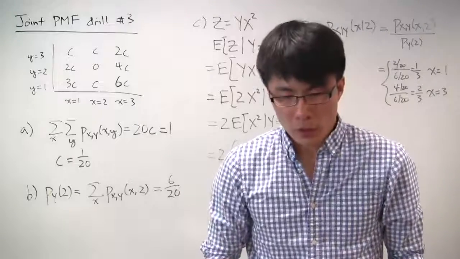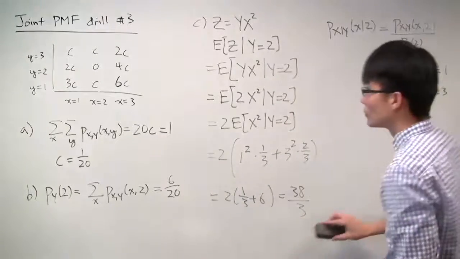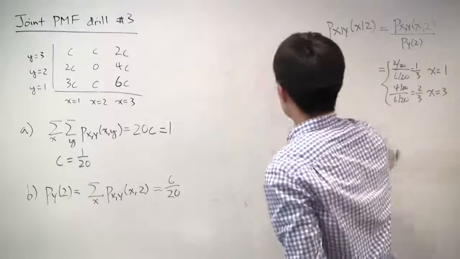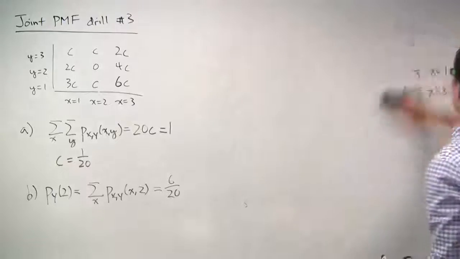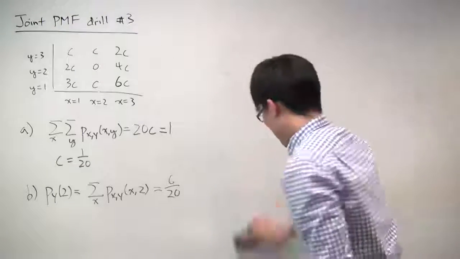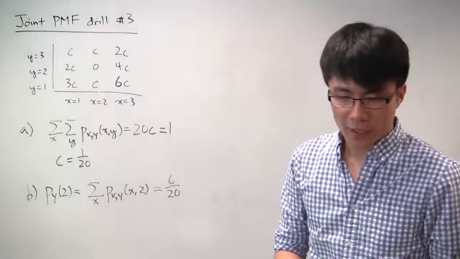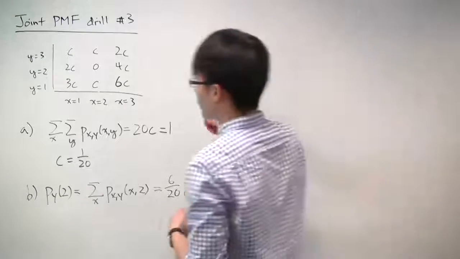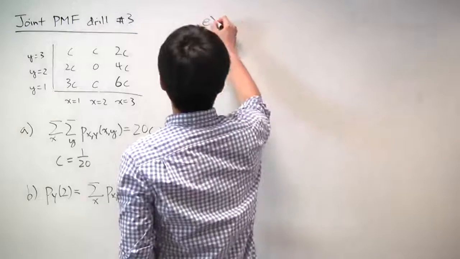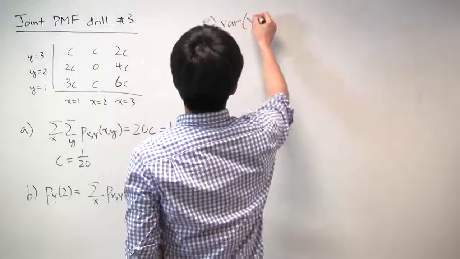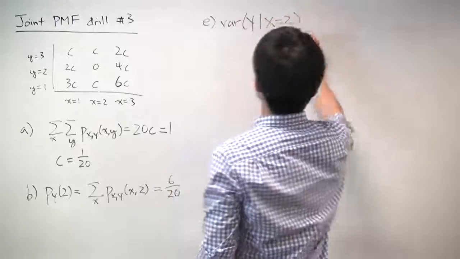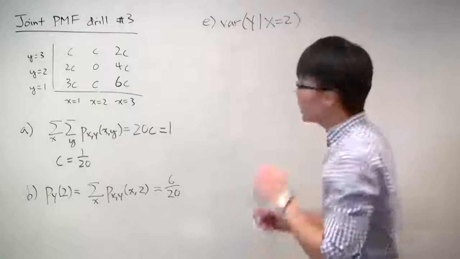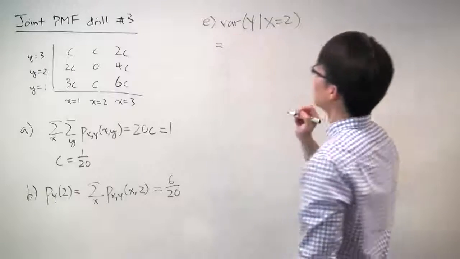Okay, so the last part of this problem is a question about conditional variance. Specifically, we want to find the conditional variance of y given that x is 2. So we want the variance of y given that x is 2. In order to do this, how do we calculate this variance?